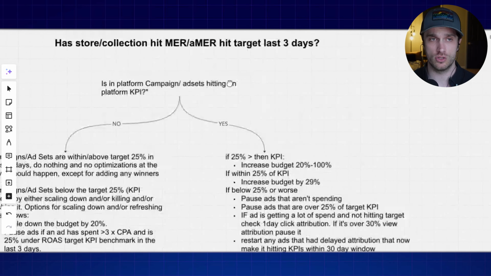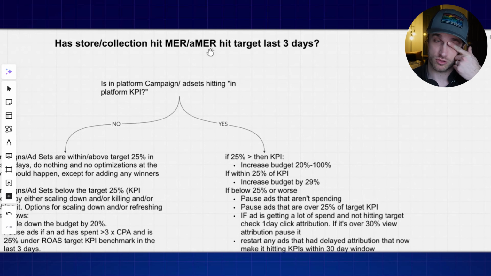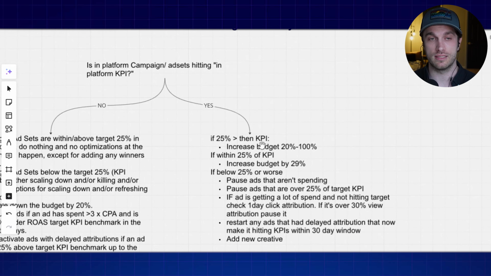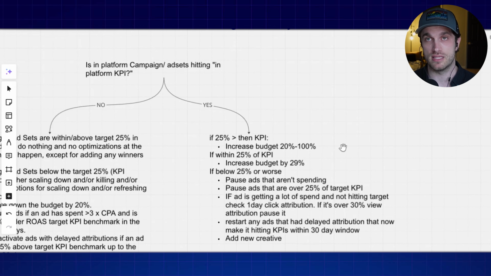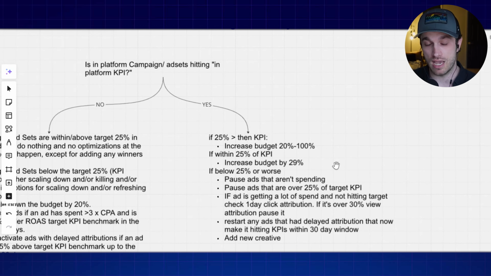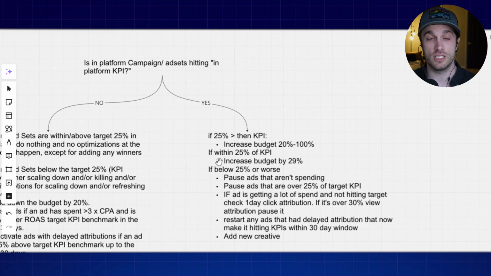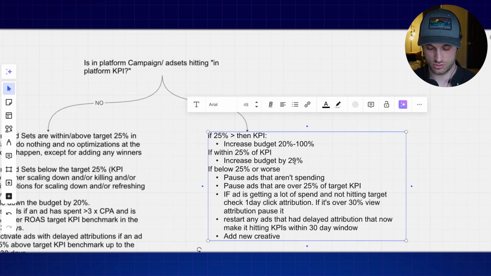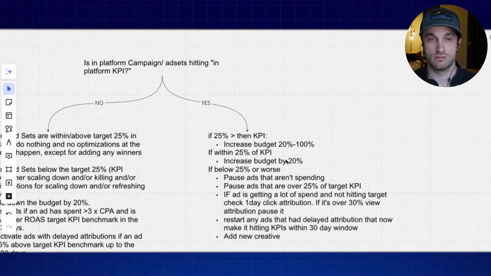If the store is hitting MER, AMER target and the in-platform campaign and ad set is hitting target, yes, then make these decisions. If it's above 25% when hitting your KPI, increase budget 20% to 100% based off how aggressive you want to be. In my opinion, we'll make that decision every single day. If within 25% of KPI, do a very light scale. Sorry, that's supposed to be 20%, excuse me. If it's within 25% or less, increase budget 20%.